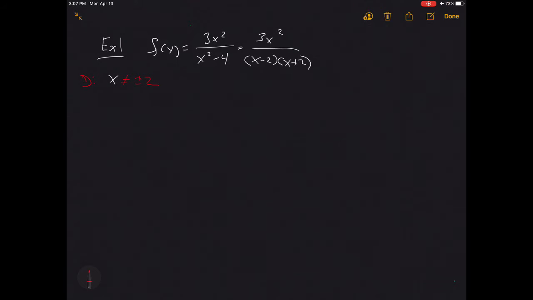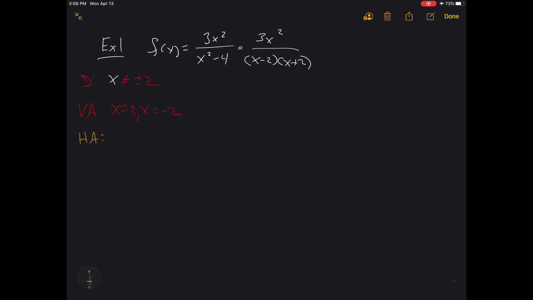Now the good thing is, once again, that has given us our vertical asymptote. So let's go ahead and write the vertical asymptotes in there. The vertical asymptotes are x equals 2 and x equals negative 2, because neither one of those factors is the same as a factor in the numerator, so those are both going to be vertical asymptotes. We need to take a look at our horizontal asymptotes.